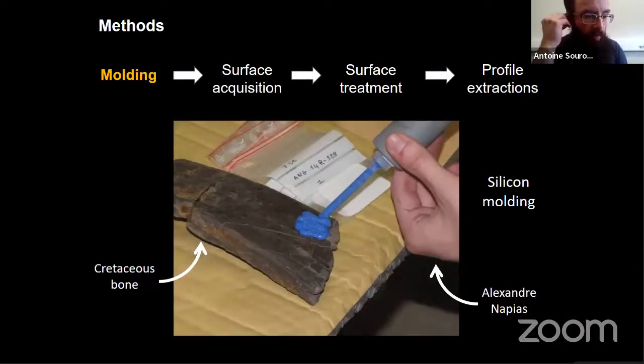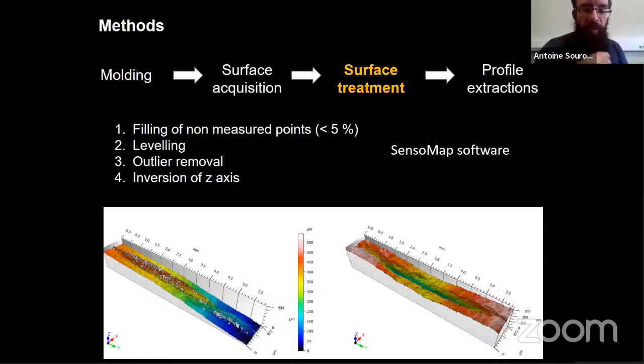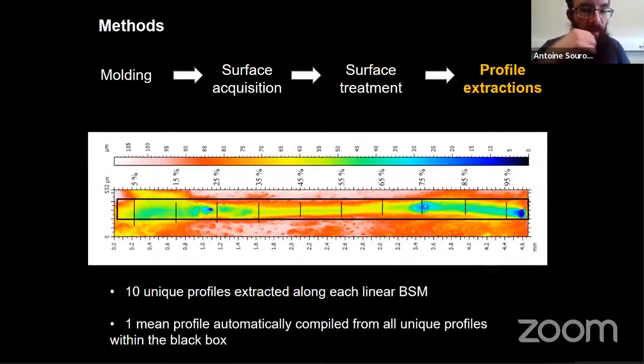The step is relatively easy. We can make the molds with the same product as before. Then surface acquisition using the confocal microscope. Surface treatments to get the final 3D model, a bit like Alain has been showing before. And then based on this 3D model, for example, in that case, it's a cut mark, we can produce different cross-section profiles at different places of the mark. So the protocol we developed is using 10 unique profiles extracted along each linear mark, every 10% of the total length of the mark, and then also one mean profile that is automatically compiled from all the unique profiles within the black box that is encompassing the totality of the mark.